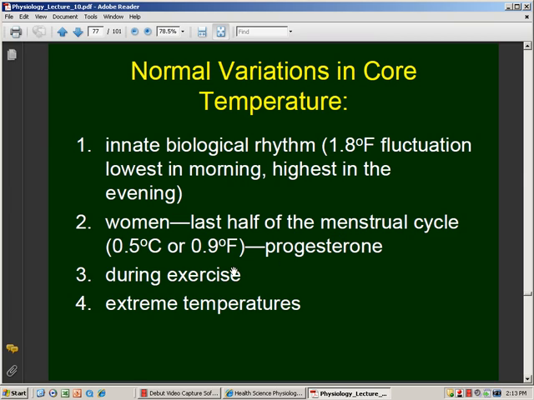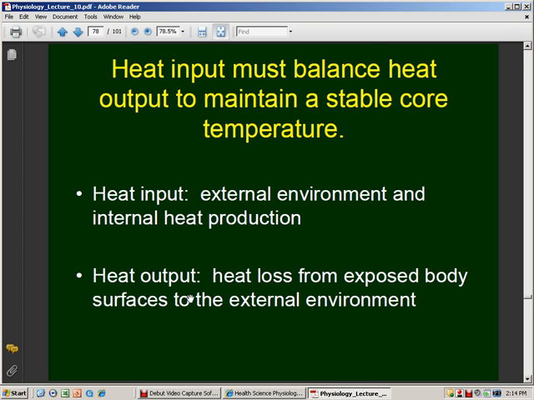Right? And then during exercise, of course, is common sense. Your muscles, all that friction, all the increased metabolism, you're burning lots of energy, you're making lots of heat. And then extreme temperatures, like those people that go out and do the marathons, Ironman marathons and whatnot. So all these things can vary. Even in the cold, you go outside on a chilly day with a t-shirt on, it's going to change your surface temperature. Right? Heat input versus heat output.